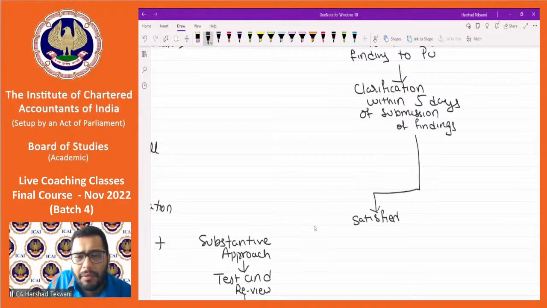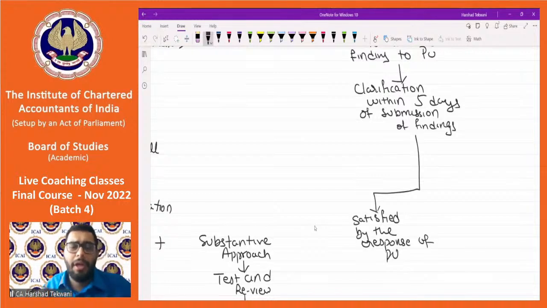Satisfied by the response of practice unit. If the reviewer is satisfied by the response of the practice unit, then he is required to submit a report, peer review report, to the board along with his initial findings, response by the practice unit, and how he has dealt with it.